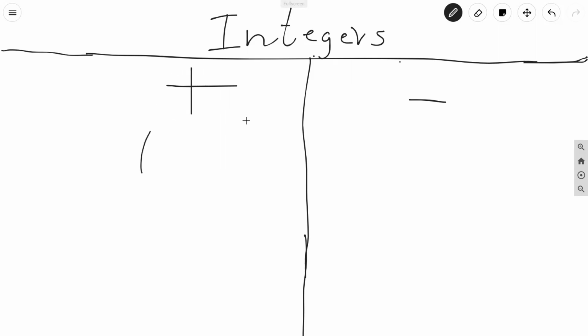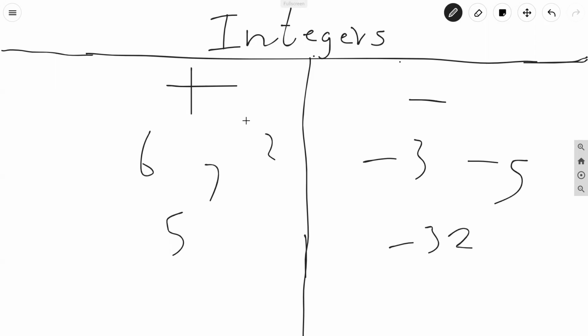Positive numbers like 6, 7, the ones you basically learn at school. And negative numbers, stuff like -3, -5, -32, stuff that comes before 0 actually. Okay, so let's talk about the positives.